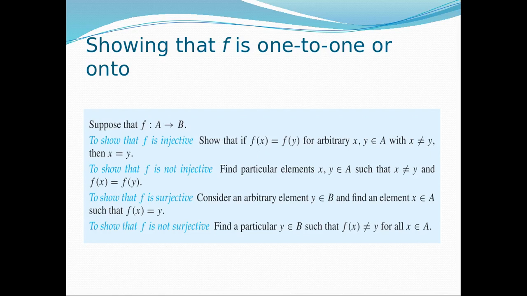So to show that f is not injective, we just find x and y such that x is not equal to y and f of x is equal to f of y. And to show that f is surjective, we take any element y and prove that f of x is equal to y. To show that f is not surjective, we find an element y such that f of x is not equal to y for every x. If it is not onto, then there is an element in b which is not assigned to any element x in a.